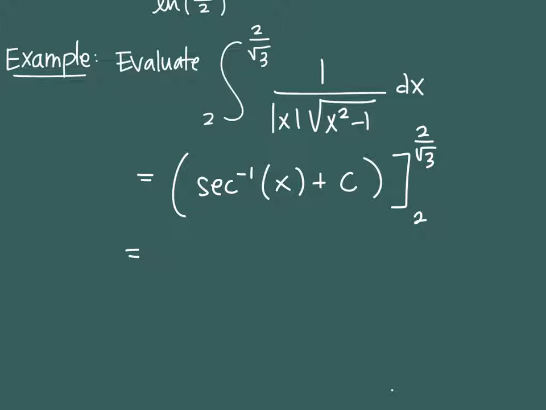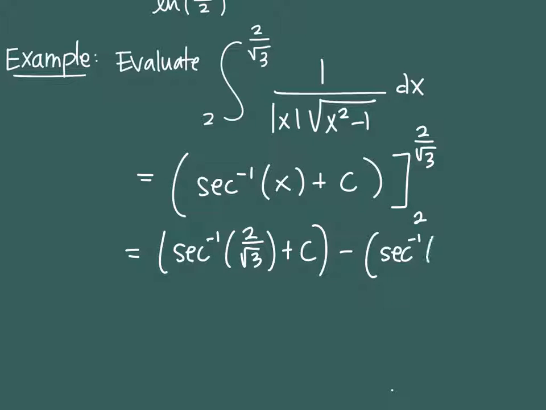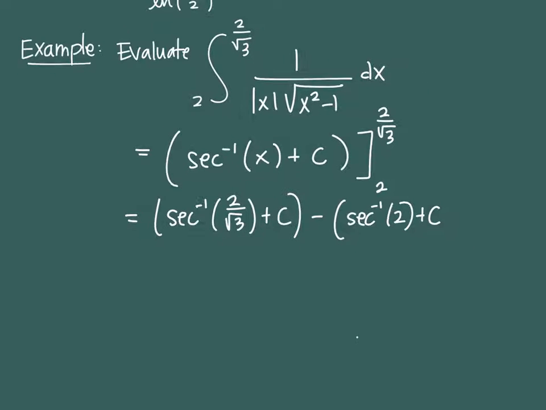All right, now we're going to evaluate this. So we're going to have the inverse secant of the upper bound, which is 2 over rad 3, plus c, minus secant inverse of the number 2, also plus c.